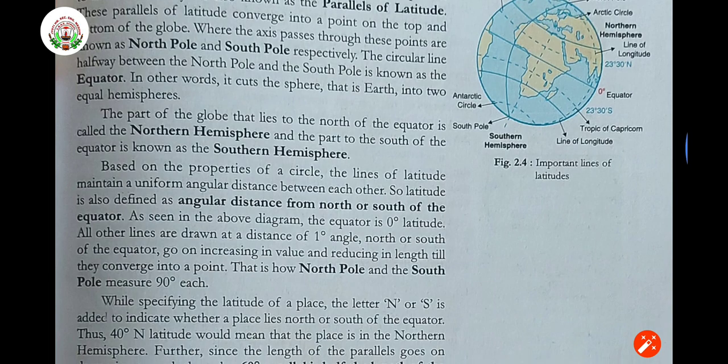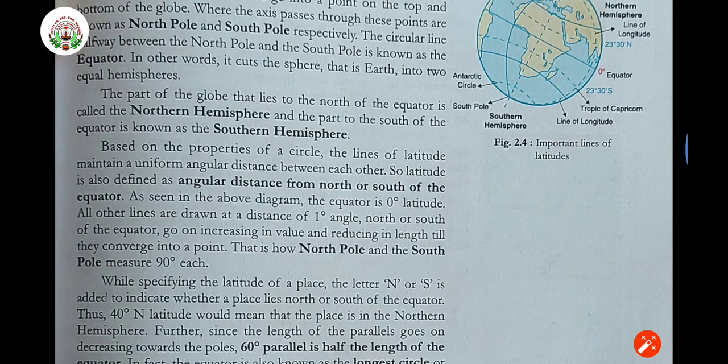As seen in the above diagram, the equator is 0 degree latitude. All other lines are drawn at the distance of 1 degree angle towards the north and towards the south of the equator, going on increasing in value. Okay, 1, 2, 3, like that it is going on increasing. And the length keeps reducing till they converge into a point.